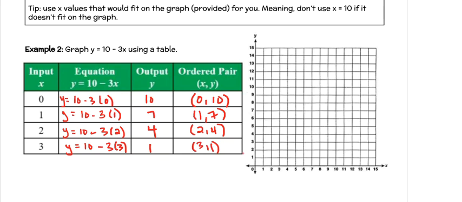Now we're gonna graph these. So remember, the x value is horizontal and the y value is vertical. So (0, 10), it's right there. (1, 7). (2, 4). (3, 1).